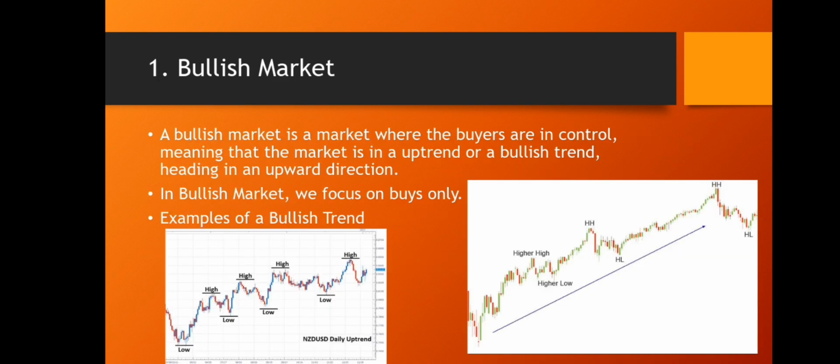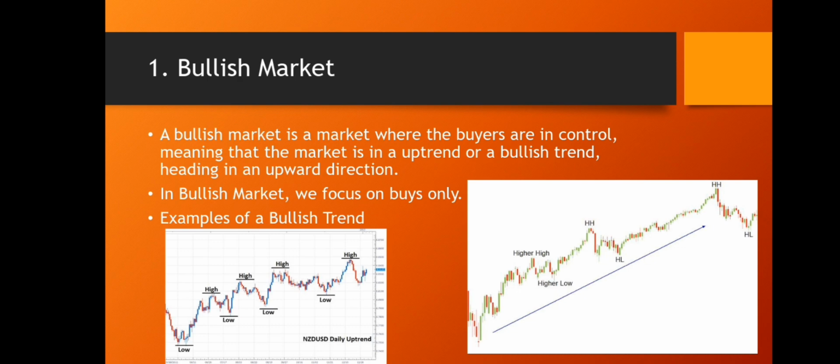Number one, the bullish markets. A bullish market is a market where the buyers are in control, meaning that the market is in an uptrend or a bullish trend, heading in an upward direction. As you may already know, when I'm describing the market, I like to describe it as a market that moves in a direction. It's either going up or it's going down. So when we talk about the bullish market, we mean that the market is heading upwards. It keeps rising higher. That means the price is rising constantly.